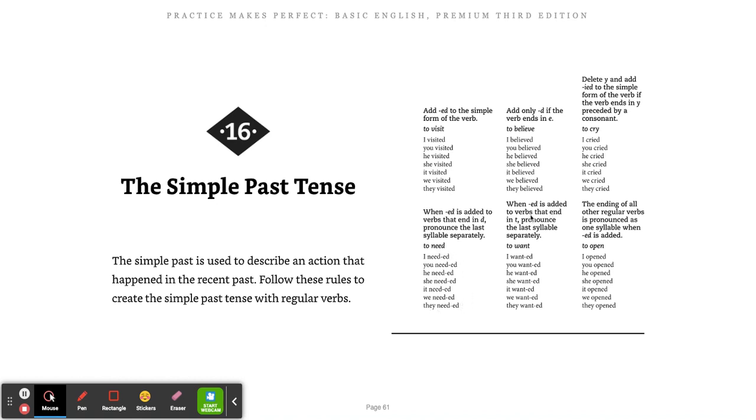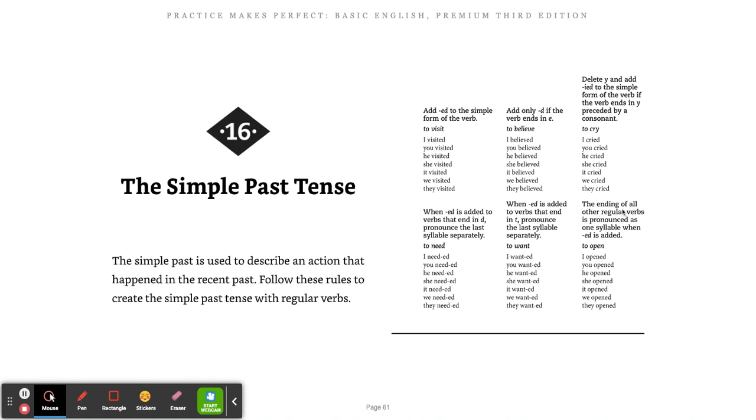When ed is added to verbs that end in t, pronounce the last syllable separately, just like we did with this rule. For example, the verb want. We add ed and pronounce ed, so I want becomes I wanted. You wanted. He wanted, she wanted. It, we, they wanted.